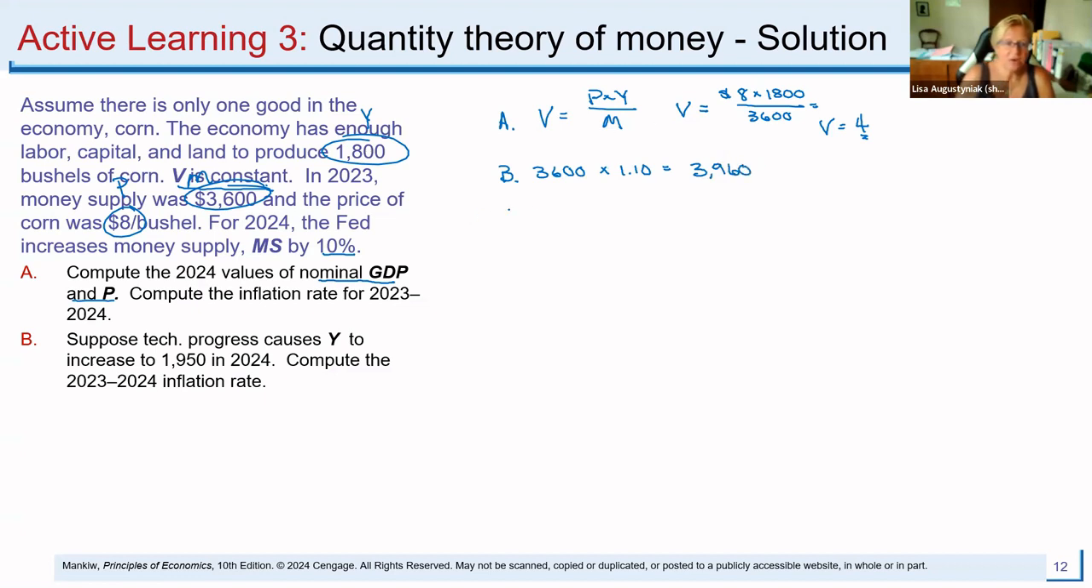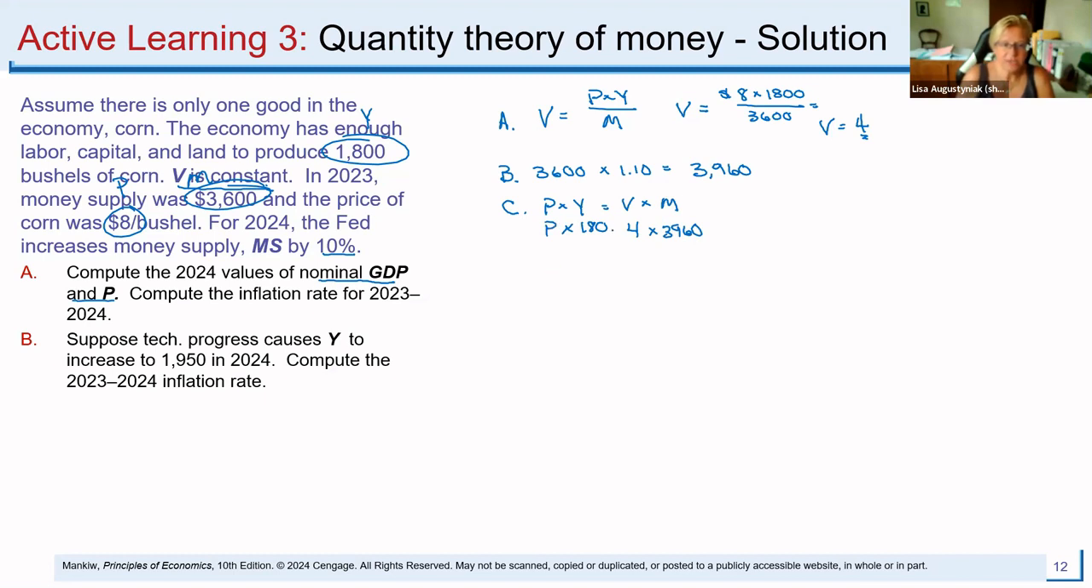Now, using our equation that we just rearranged into the quantity theory of money, we have price times real GDP is equal to velocity times the money supply. We know the money supply has changed to 3,960. Velocity is constant at 4. We know that real GDP is 1,800. And so we want to solve for P.